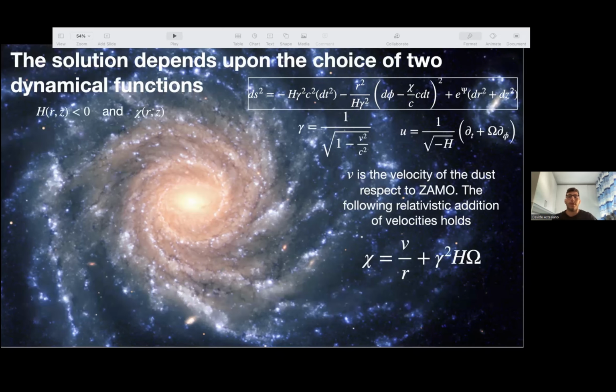The solution depends upon the choice of two dynamical functions. So the system, of course, is not fixed, but we can choose this function h and this function k. If we look at the metric, the first term, we have h, then we have gamma. Gamma is the Lorentz factor with respect to the velocity of the ZAMO. So the metric, in general, is pretty simple because we have a function that we can choose.